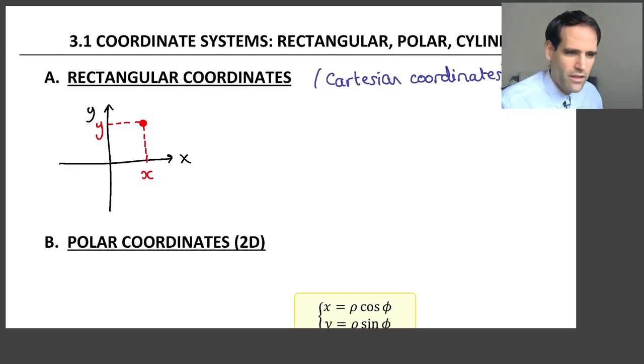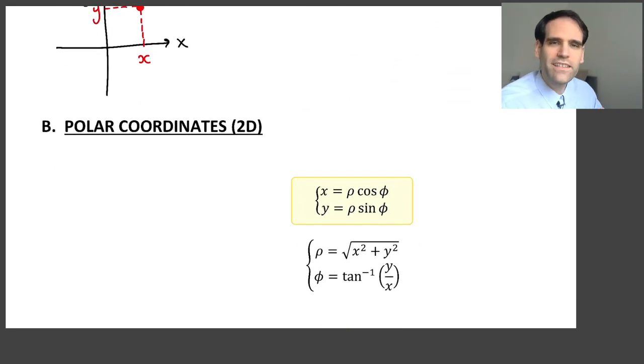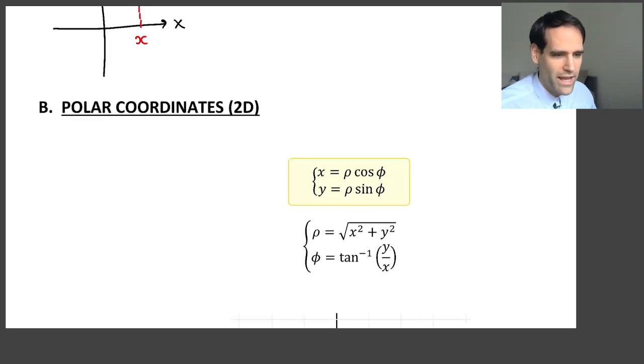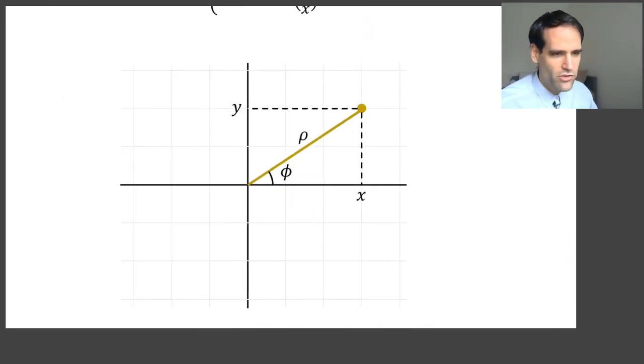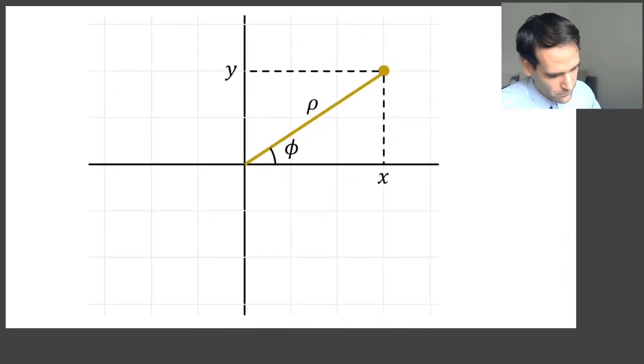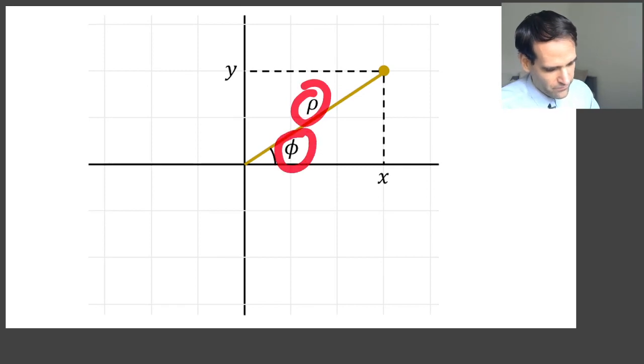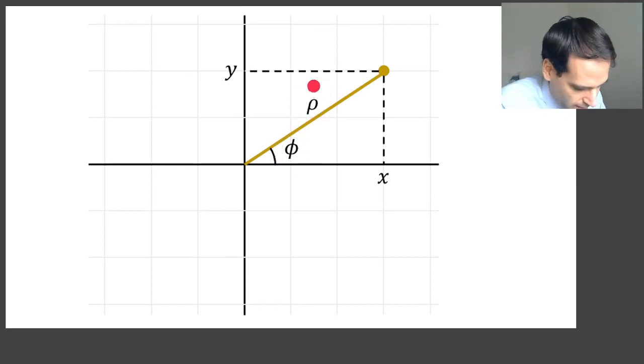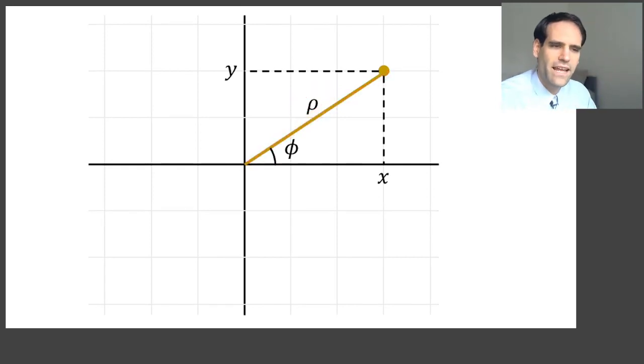Now, the first coordinate system that we will learn is polar coordinates, okay? Polar coordinates is when we describe the positions in two-dimensional space, not with x and y, but instead with these two numbers, rho and phi, okay? Rho is a distance, the distance from the origin, okay? So the distance of this line here.